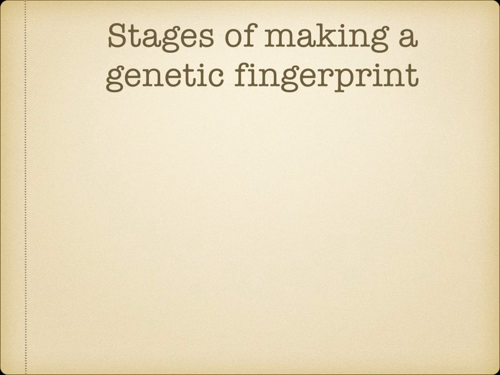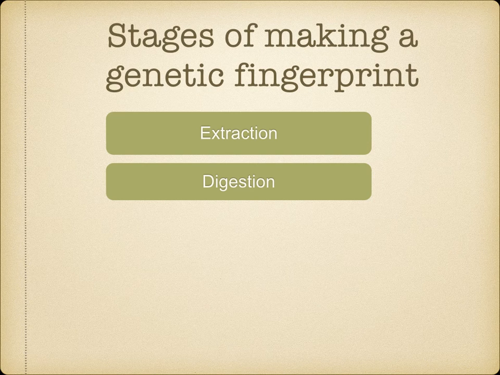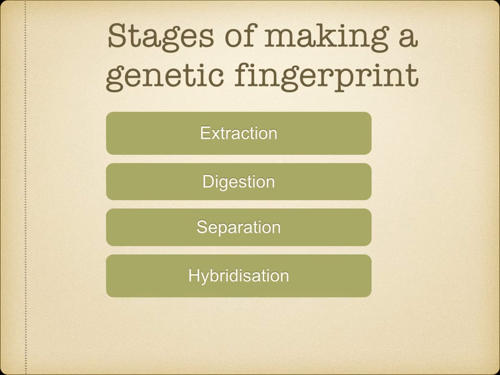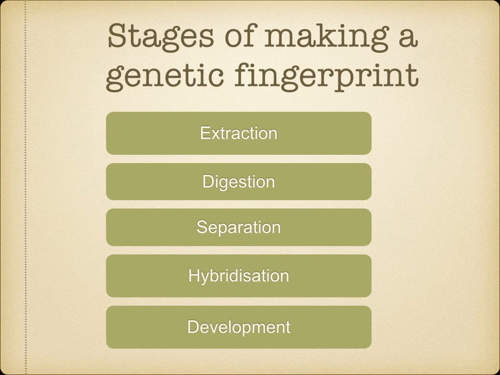Right, let's have a look at the stages of making a genetic fingerprint. There are 5 stages. You've got extraction, digestion, separation, hybridization, and development. We're going to look at extraction first.